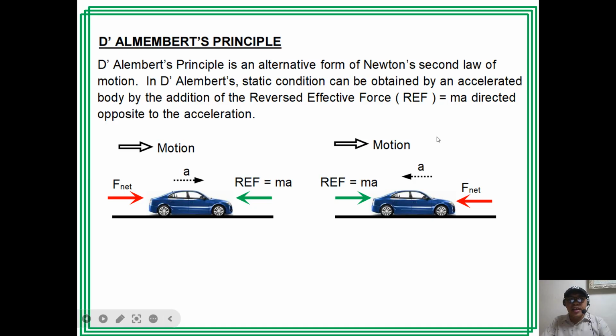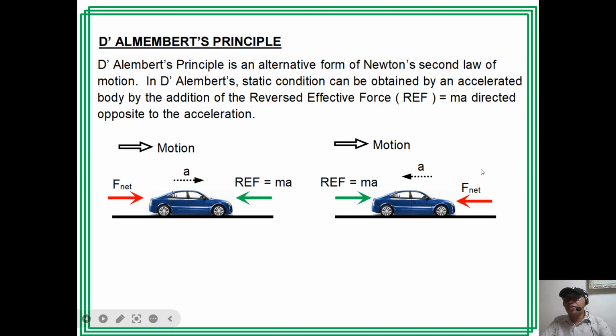So as you notice, this is the explanation of the situation in which, for example in the first illustration here, if you are riding a car and the car accelerates forward, what you experience is that you will be pushed to the opposite direction of the motion. So you will be pushed to the back of your seat. That is the action of the reverse effective force.